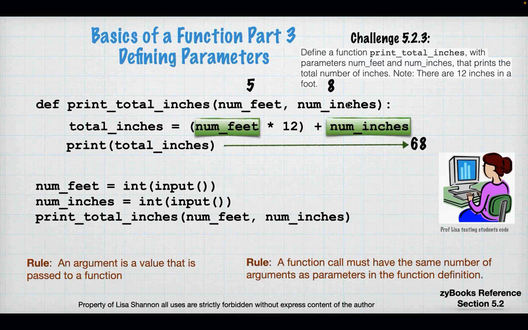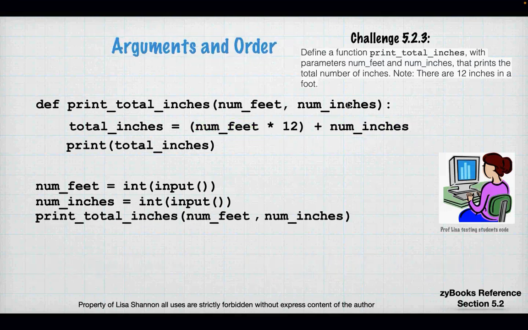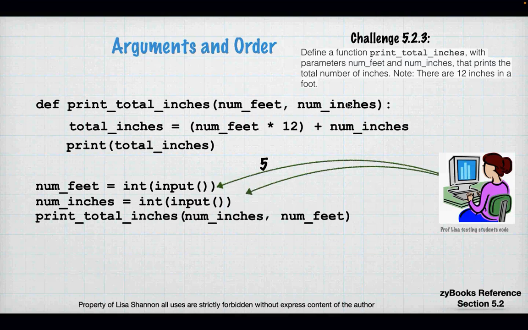They have to match, sometimes. Let this rule sink in right now, and then I'm going to show you a caveat to that rule in a little bit. So, arguments in order. So we just saw this, and we have our print total inches function. Nothing has changed there. The only thing that is going to change is I am now switching num inches with num feet.